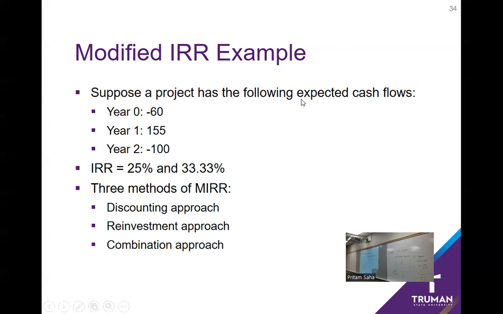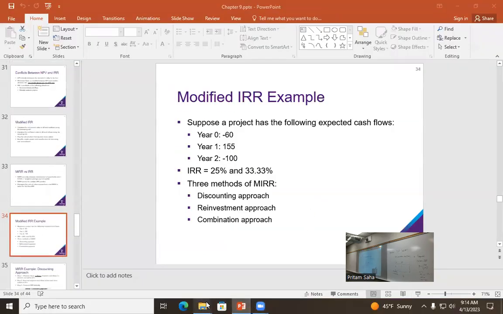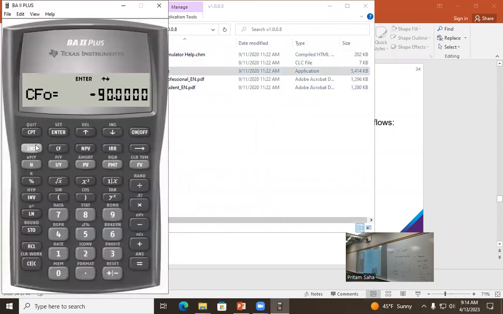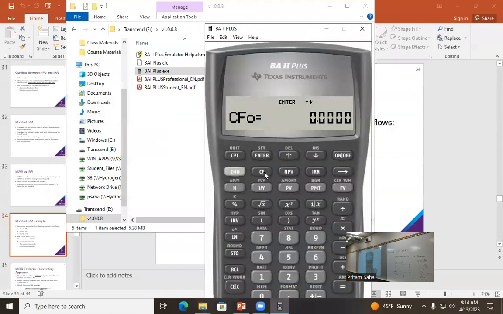So the IRR would be 19 something like that. So basically, our cash flow 0 is negative 129.44. Cash flow 1 is basically 155. That's it. Compute IRR. 19.7466 or 75.